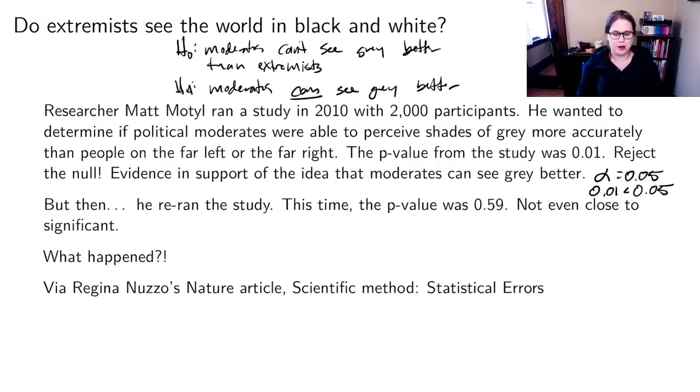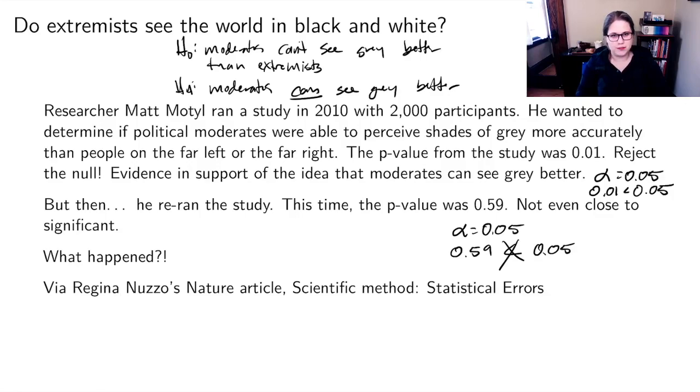That's like very headline worthy, right? That your political opinions actually have an impact on the way that you can physically see the world. But because it was such a big conclusion, he decided he was going to rerun the study. So he got some more participants, he did the study again, and this time the p-value was 0.059. So if alpha is 0.05, 0.059 is not less than 0.05, and so he could not reject the null hypothesis.